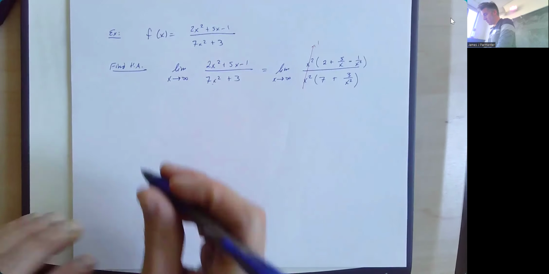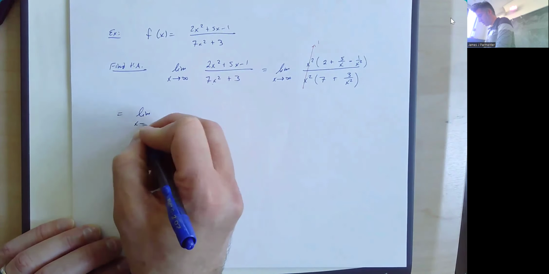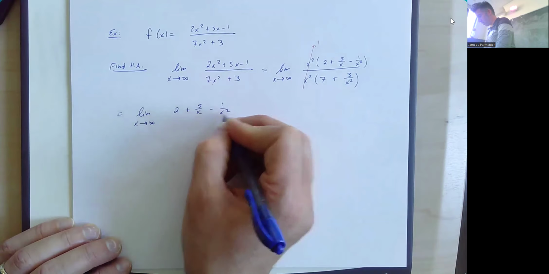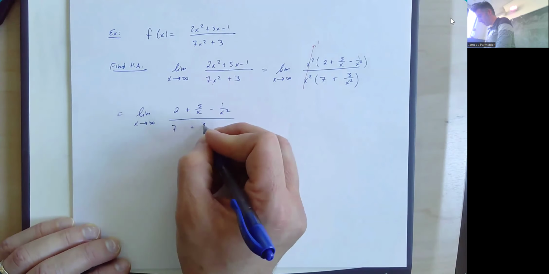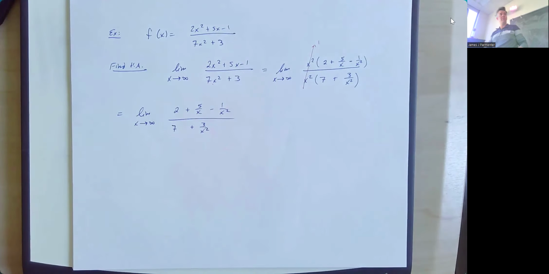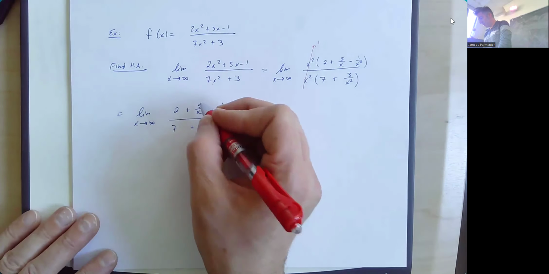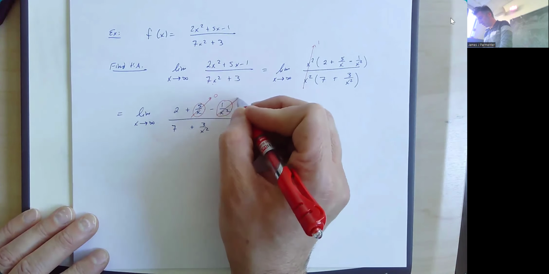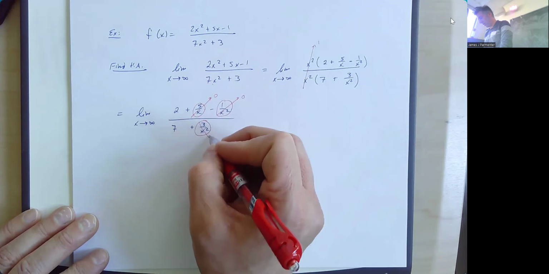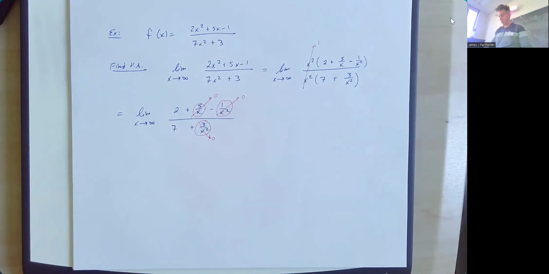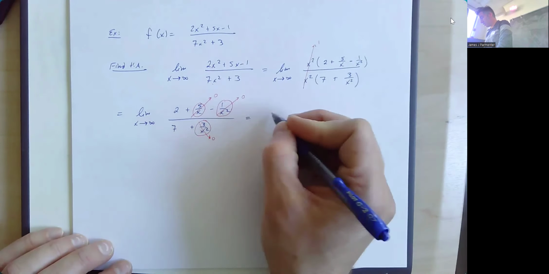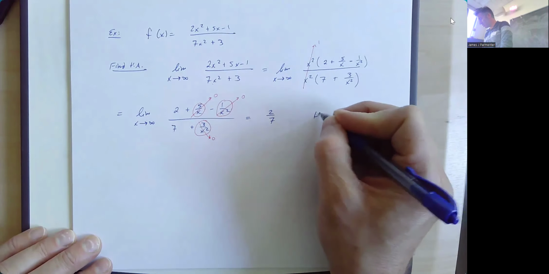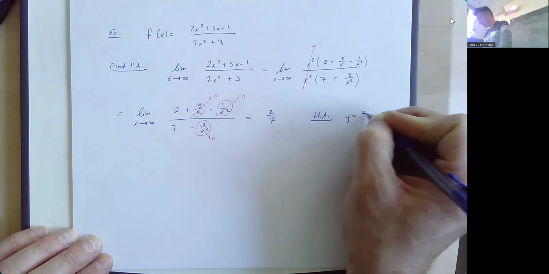So then we're left with the limit as x goes to infinity of 2 plus 5 over x minus 1 over x squared, over 7 plus 3 over x squared. And just like in the previous problem, x is getting really large. 5 divided by x is getting closer and closer to 0. 1 divided by x squared is getting closer and closer to 0. Anything divided by x or a power of x is getting closer and closer to 0. So this limit ends up being 2/7, which means we have a horizontal asymptote at y equal to 2/7.